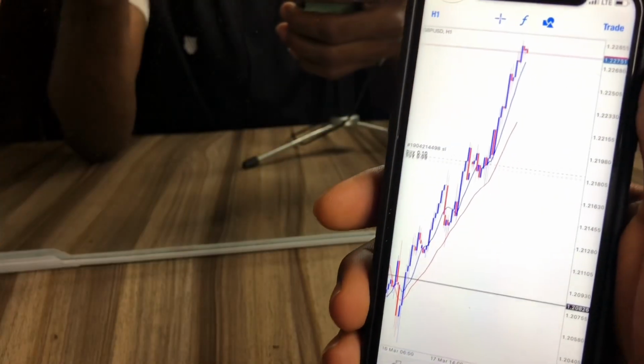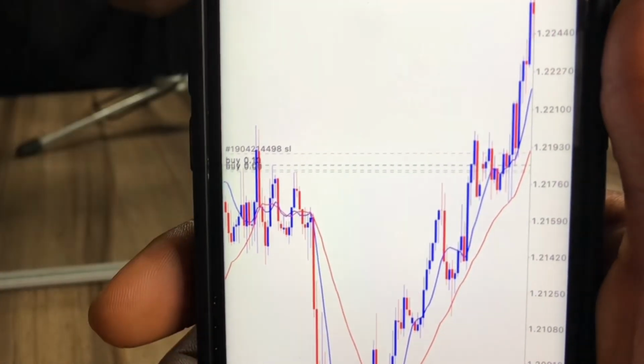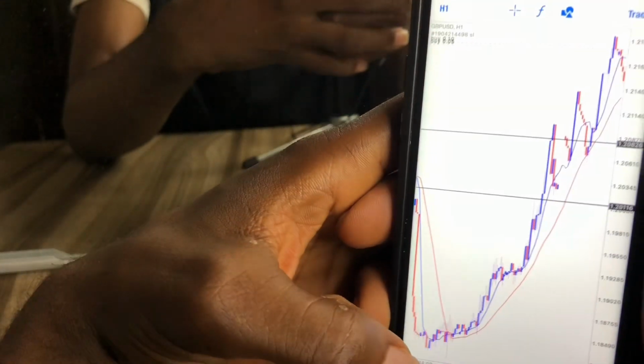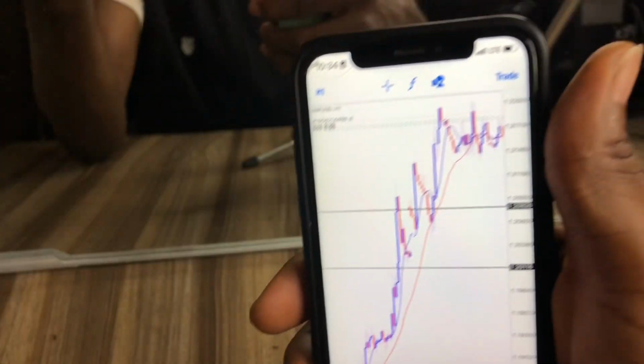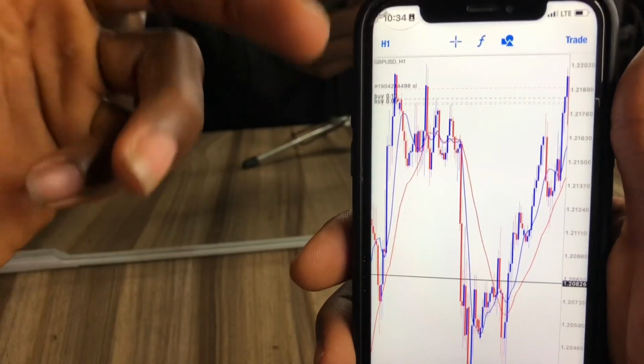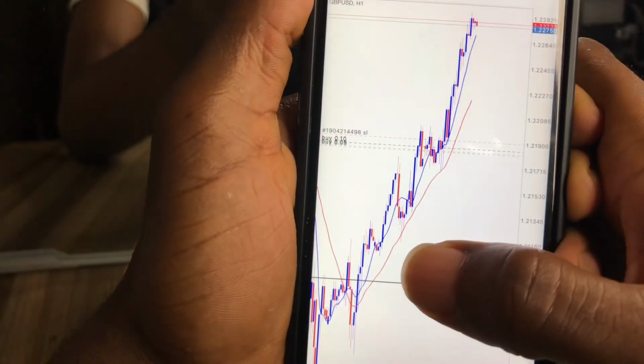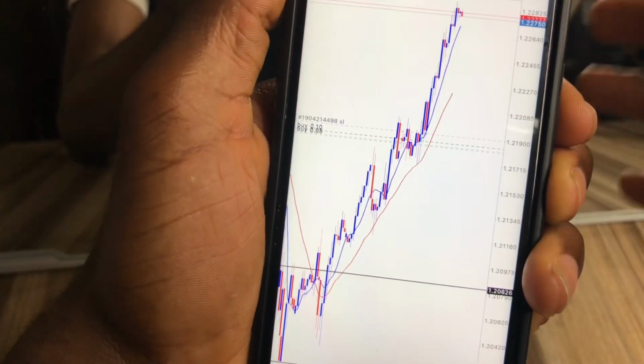What I was able to get my entry like this is using the moving averages. I used the 9 moving average and the 25 moving average. A simple explanation of how this goes is whenever you see price above the 25 and the 9 moving average, it signifies a buy in the market, and whenever you see price below the 9 and the 25 moving average, it signifies a sell in the market. Now the moving average also acts like support and resistance, so it can act as dynamic support and resistance.